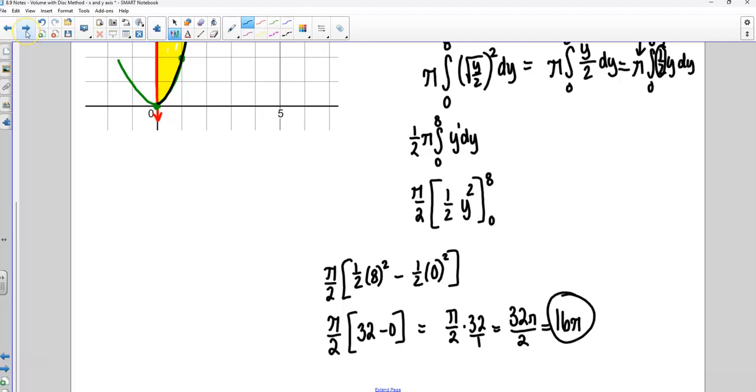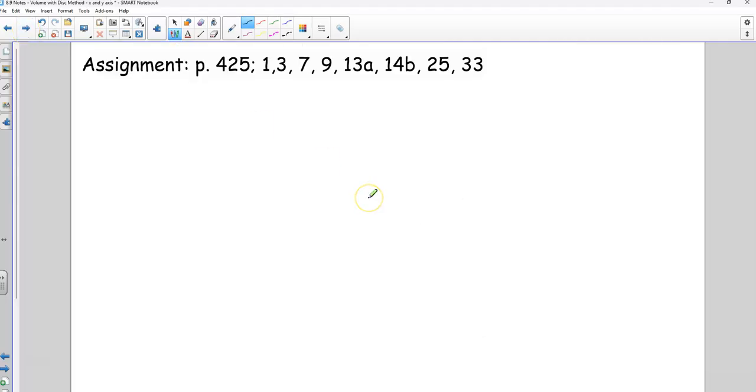So your assignment, and we have a little while to work on it, so hopefully you can get started and get a little ways. It's going to be from page 425: 13, 7, 9, 13A, 14B, 25, and 33.